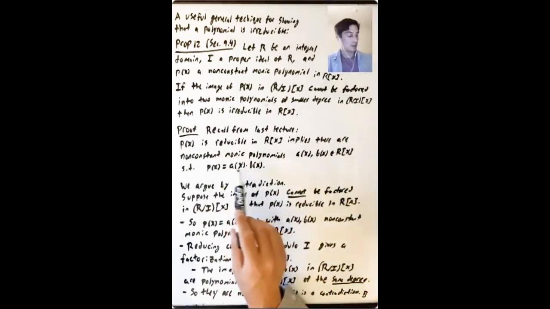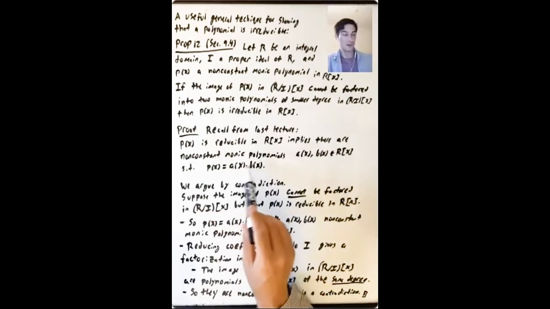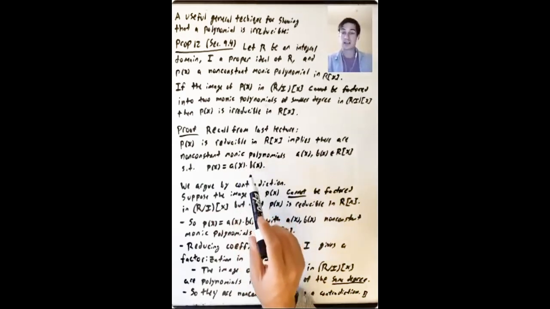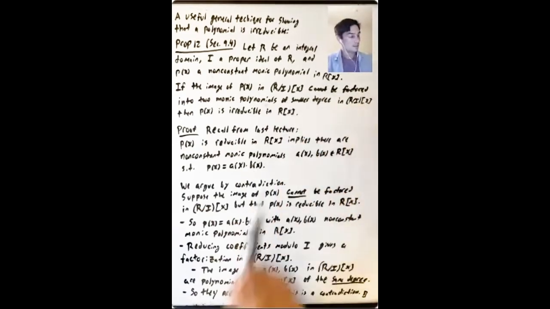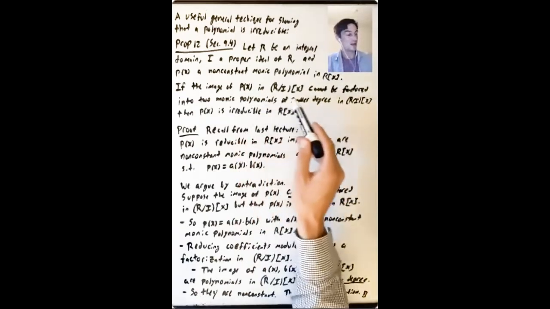And because the degree of P of x is the sum of the degree of A and the degree of B, and neither one of these degrees is 0, these are two polynomials that have smaller degree. So okay, you can start to see this statement about cannot be factored into two monic polynomials of smaller degree.